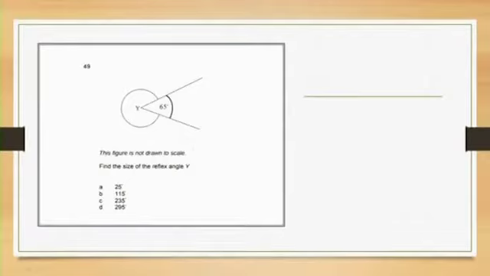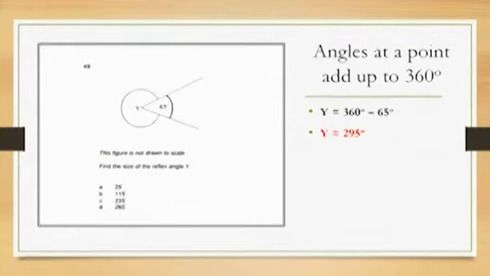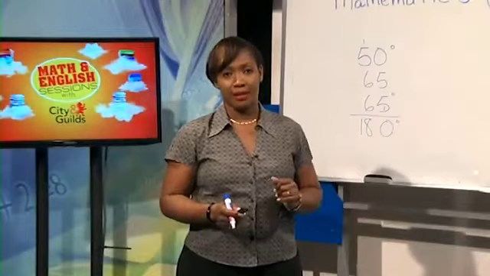All right. So here we go. What do we do here? Angles at a point. This is very important information. Angles at a point add up to 360 degrees. Therefore, if we want to find angle y, we'll simply subtract that 65-degree angle from the 360, which would give us the reflex angle. And that gives us 295. So angle y is 295. That means 295 plus 65 would give us 360 degrees.